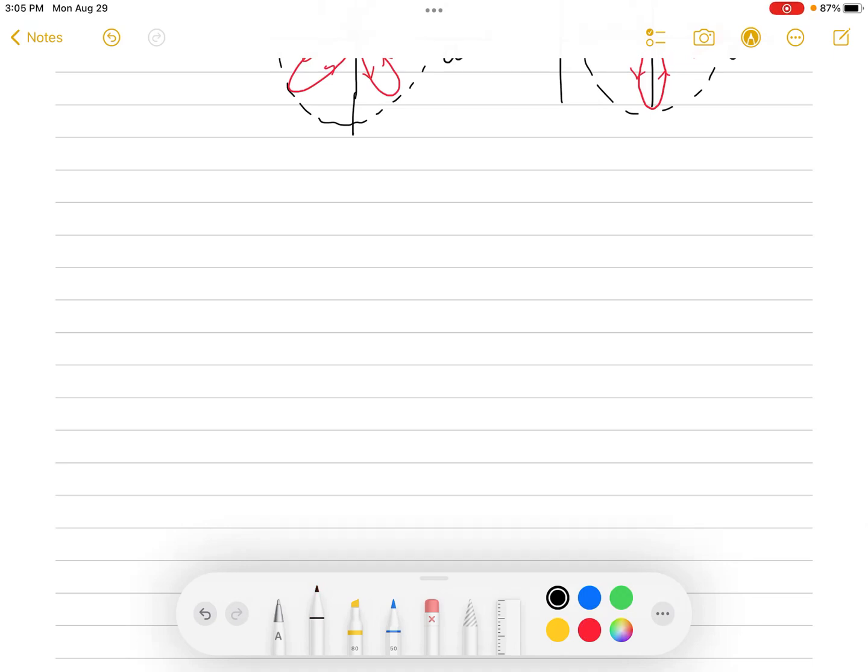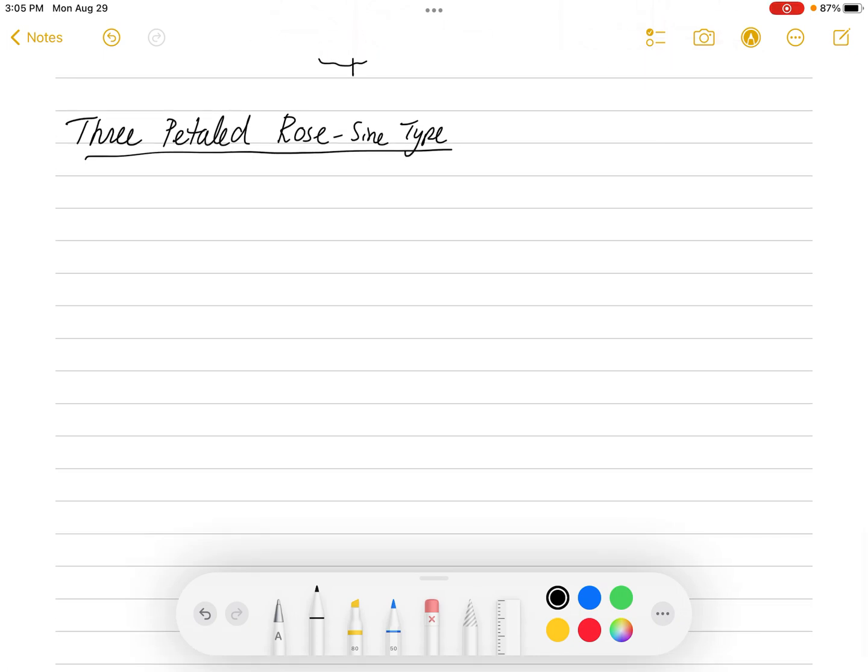Okay, so we're back. Little interruption there. We have 3-petal roses we're going to be looking at. And again, we're going to have a sine type and a cosine type. So, for the sine type, the form is going to be a times the sine of 3 theta. A is going to be constant, and theta is going to be from 0 to 2 pi.